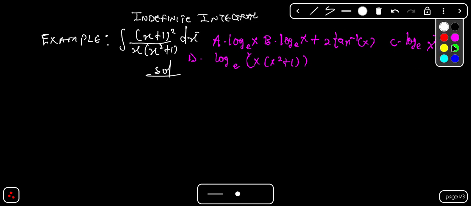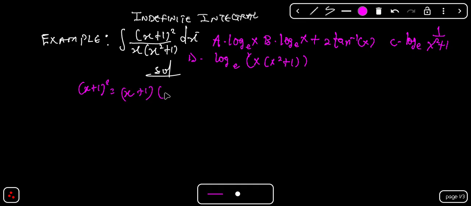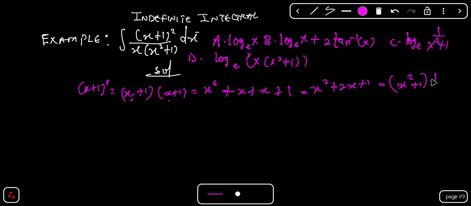So if I expand the numerator, which is (x + 1)^2, this will be (x + 1) multiplied by (x + 1). Then if you open the bracket, x multiplied by x will give us x^2, then plus x multiplied by 1 will give us x, then plus 1 multiplied by x will give us x, then plus 1 multiplied by 1 will give us 1. So this will be x^2 + 2x + 1, which can also be written as x^2 + 1, then plus 2x. Okay, so that is the numerator.